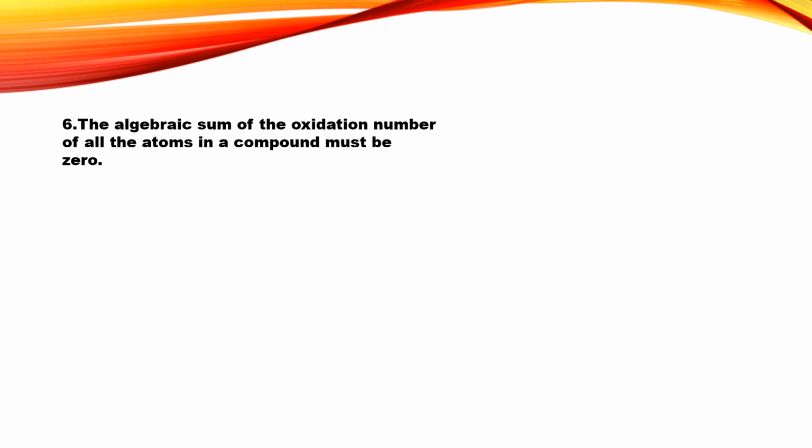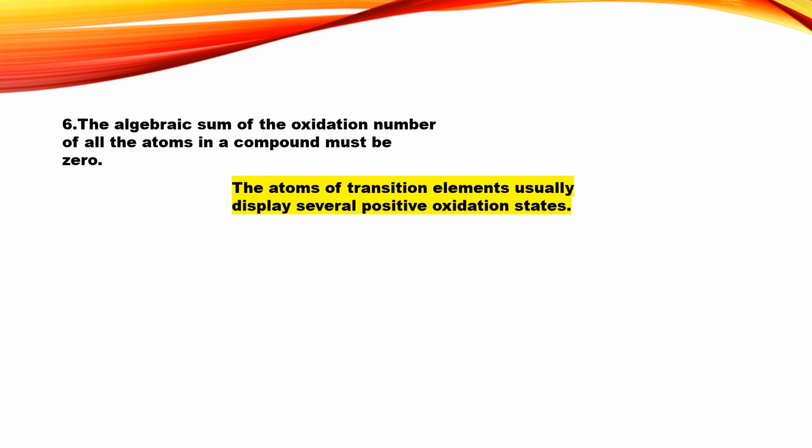Okay, the last one, the algebraic sum of oxidation numbers of all the atoms. Whenever you are doing the calculation of oxidation number, the sum of its oxidation numbers should be 0. Okay, so it is clear that metallic elements have positive oxidation numbers and non-metallic elements have negative oxidation numbers. Okay. So one more I have to add here.